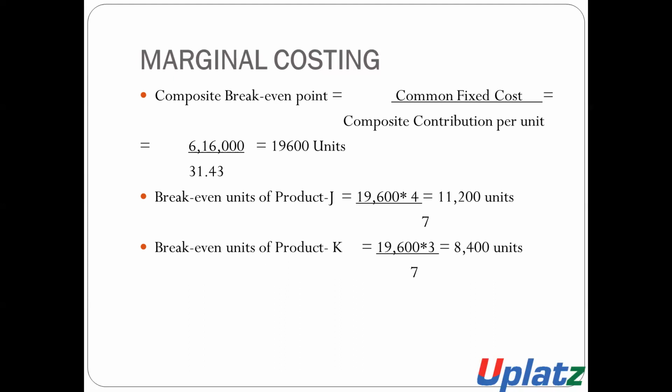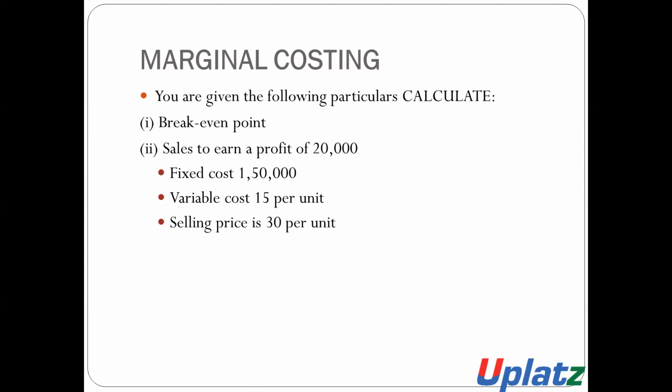It will be 8,400 units. On the basis of this example, we have understood how to calculate the composite break-even point and how to bifurcate it into the products. So it is very easy to understand the concept of composite break-even point.